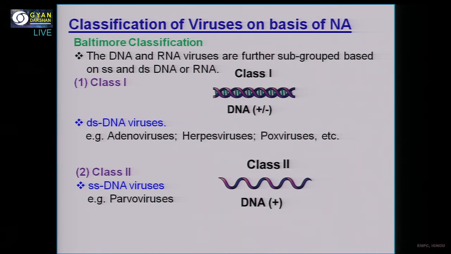Class first is the double stranded DNA viruses. The best examples are adenovirus, herpes virus, and pox virus. In this case, double stranded DNA is present in the viruses, so it comes under class first. Another is class second, the single stranded DNA viruses. The best example is parvovirus. In this case, single stranded, positive strand DNA is available in their genome, and it comes under the class second category.